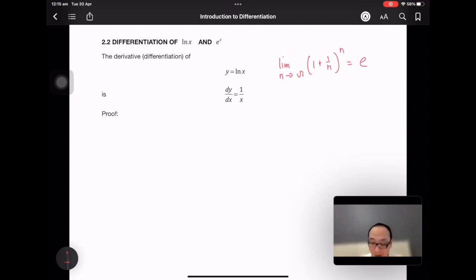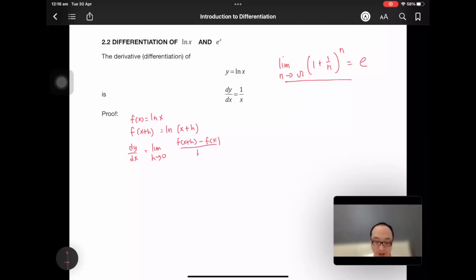Now we need this identity to prove the derivative of ln. Again, if we have y equals ln x, so f(x) equals ln x, then f(x plus h) will be equal to ln(x plus h). And using the first principle method, dy/dx is equal to the limit as h approaches 0 of (f(x plus h) minus f(x)) over h.